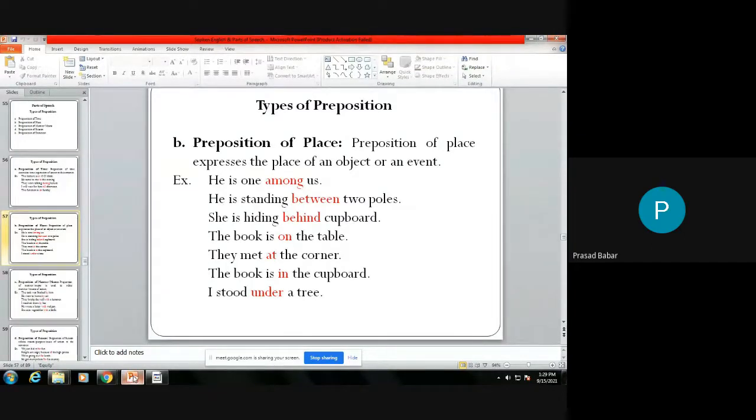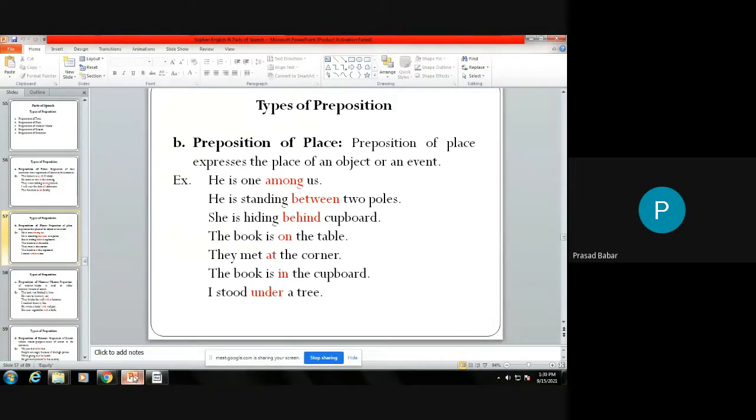Here among is the preposition of place which indicates the position of that person. He is one among us. So what is his position? That position is denoted by this preposition among. So it is called a preposition of place. It is showing the place of that person.